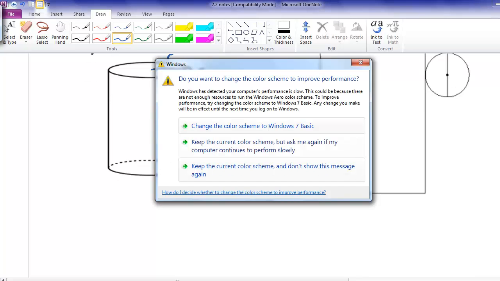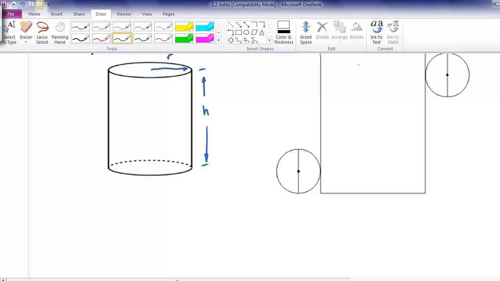So again, surface area is going to be the top and the bottom plus the outside, and what that's known as is the lateral side. So we know a formula for the top. Top's just a circle. And the formula for the area of a circle is pi r squared. And again, we have two of them.